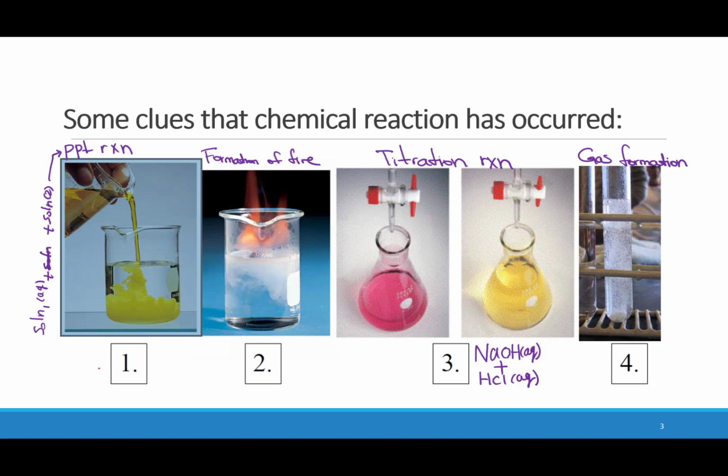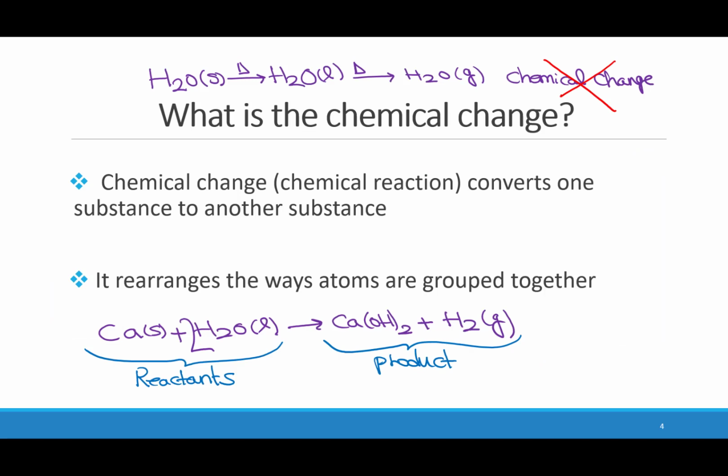One other one is gas formation. For example, if you put calcium in water, you will see all this bubbling forming, and that's an indication of the formation of hydrogen gas. Okay, that's also an indication of a chemical reaction. Now, whenever we have a chemical reaction, we have a chemical change. If you recall chapter 3, when we have a chemical change, that means one reactant converts to another, or one substance converts to another substance.